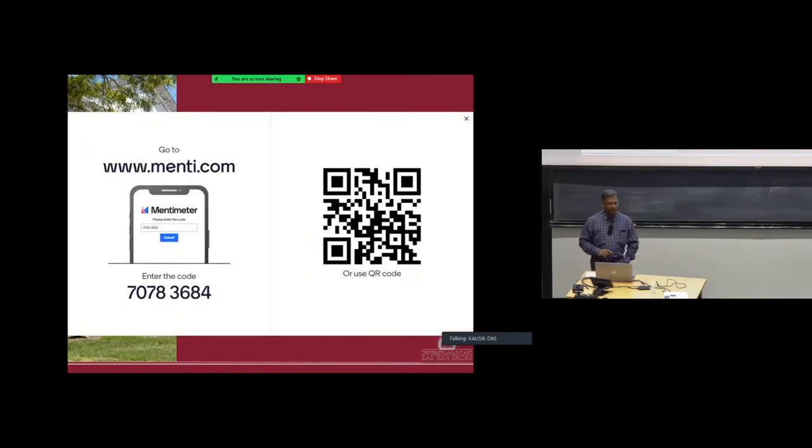Now we'll talk about some critical thinking questions, and for that I would suggest you take out your cell phone and go to this website, www.menti.com, and enter this code, 70783684, or you can use this QR code.